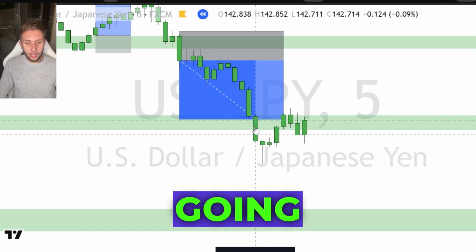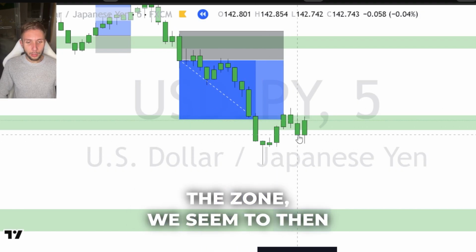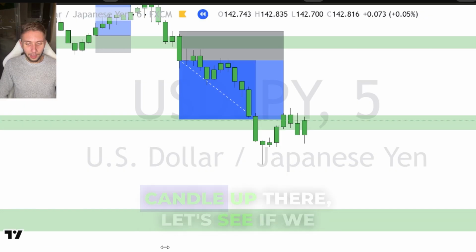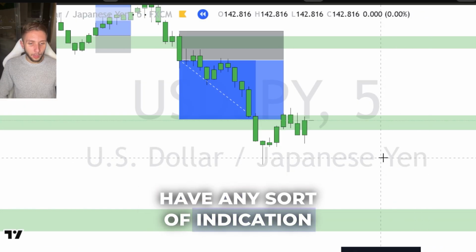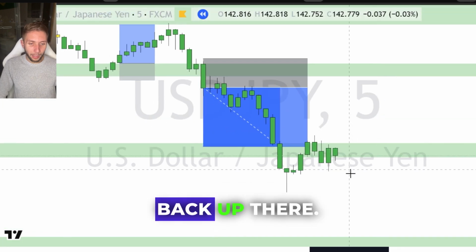Price seems to be going down. We broke straight through. We came back into the zone. We seem to then start to go down. Obviously, we had this massive candle up there. Let's see if we have any sort of indication where we might go. Price is really struggling to go down, back up there.